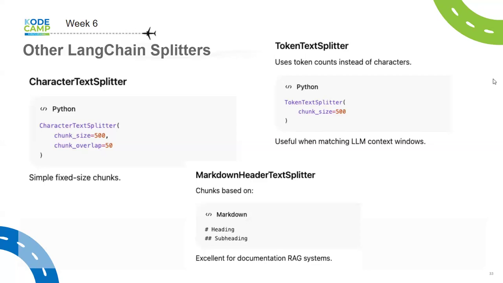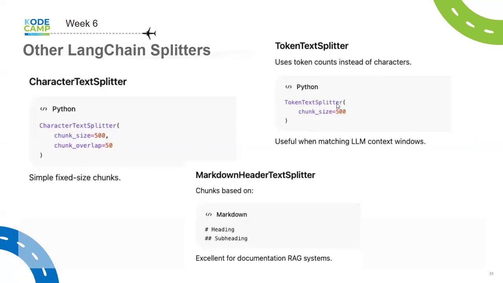Then we also have others. We have the token text splitter. In this one, it just counts tokens, right? It uses token counts instead of character counts. The character text splitter uses character counts to determine the chunk size. So when you say 500 as a chunk size, you're actually saying 500 characters. But for token text splitter, when you say chunk size 500, you're actually talking about 500 tokens.